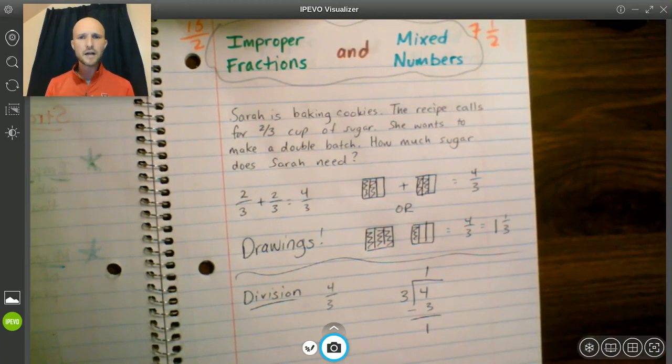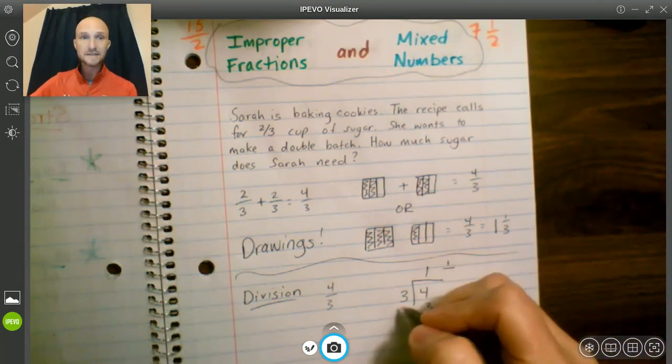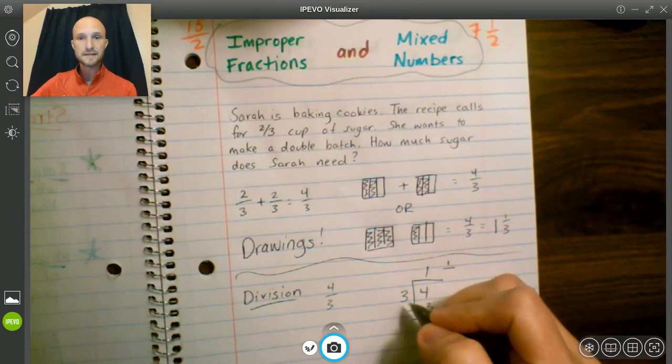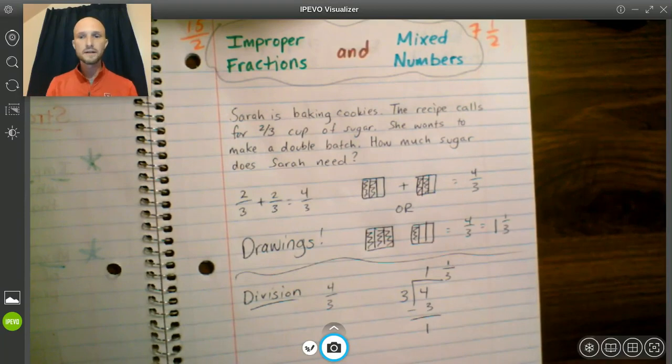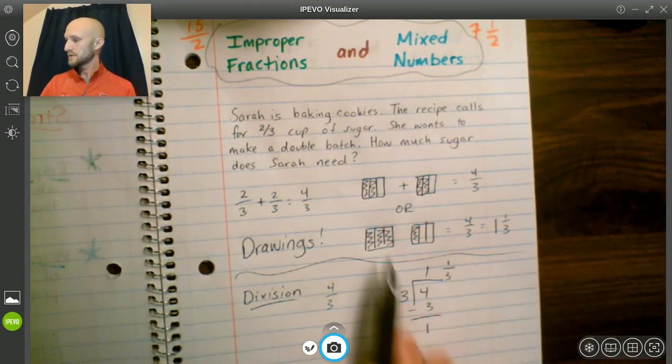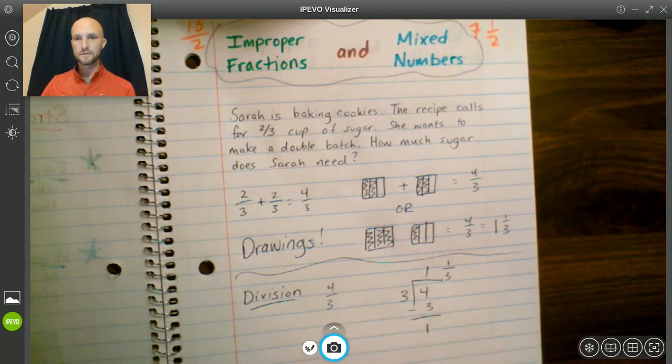Here we're not going to show this as 1 remainder 1 or 1 R1. We can show our remainder as a fraction. That remainder of 1 becomes our numerator, and our divisor, 3, which is how many pieces it takes to make a whole group, is our denominator. So 1 1/3. Okay, so we can see Sarah had 1 1/3 cup of sugar.